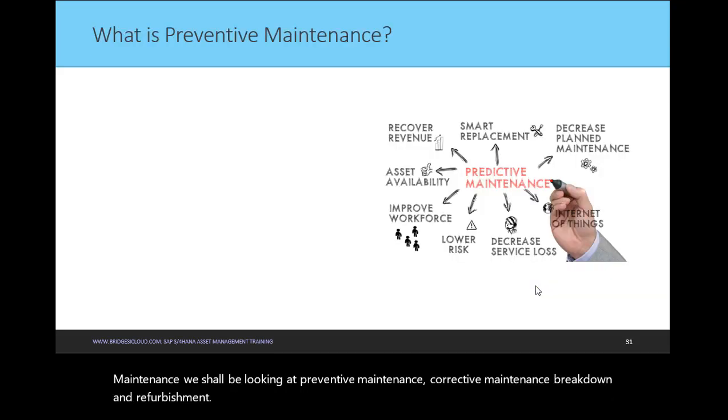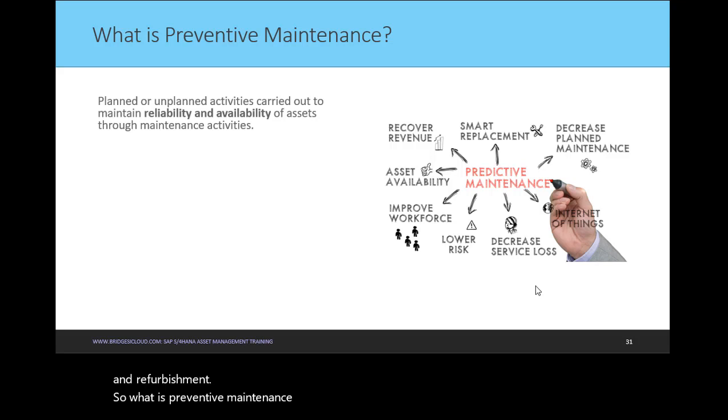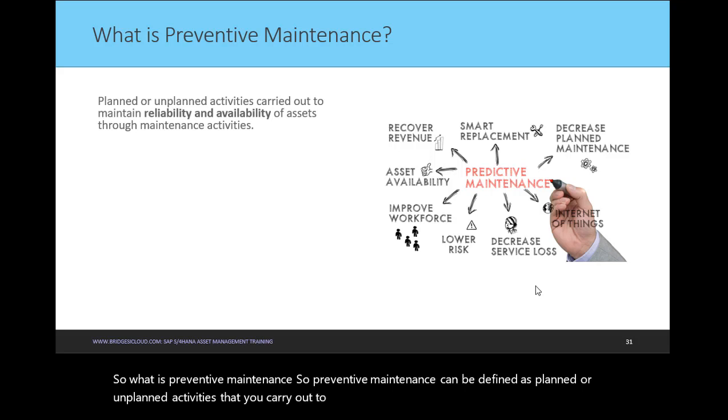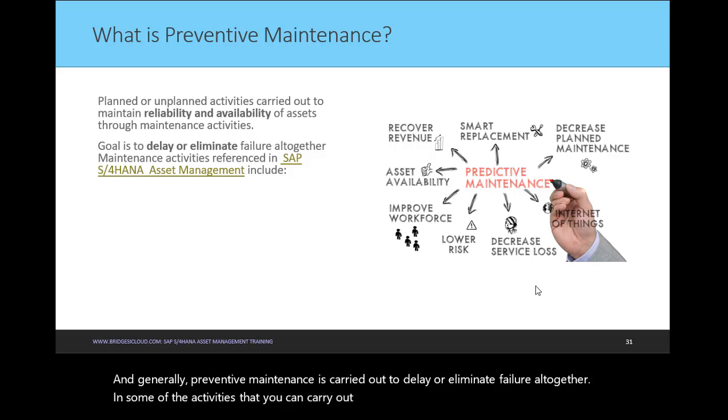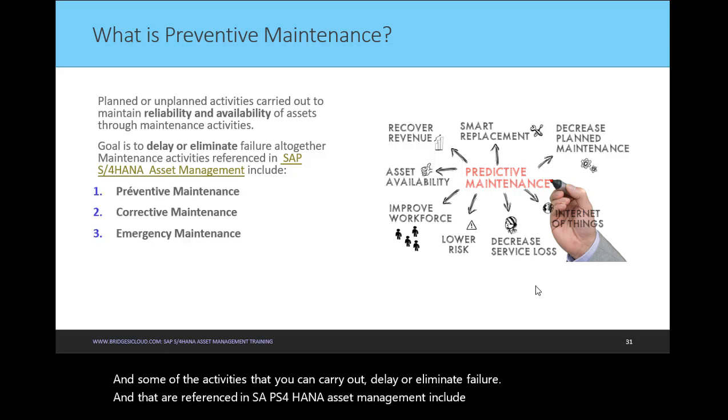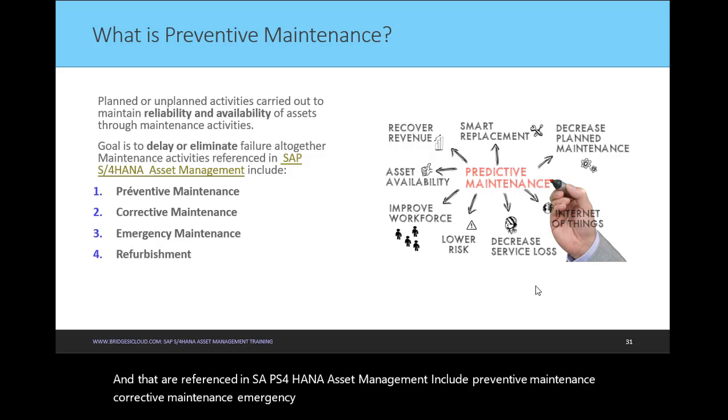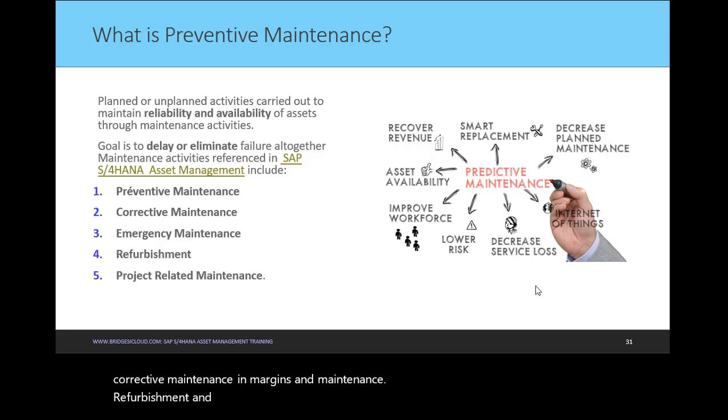So what is preventive maintenance? Preventive maintenance can be defined as planned or unplanned activities that you carry out to maintain reliability and availability of your assets. And generally, preventive maintenance is carried out to delay or eliminate failure altogether. And some of the activities that you carry out to delay or eliminate failure and that are referenced in SAP S/4HANA Asset Management include preventive maintenance, corrective maintenance, emergency maintenance, refurbishment, and project-related maintenance.